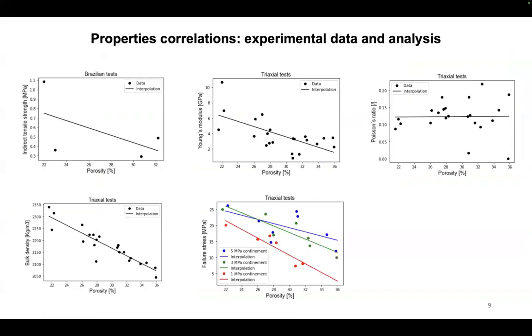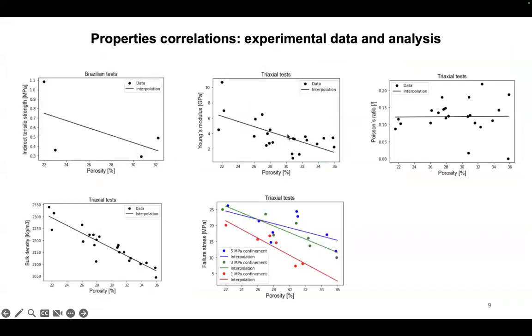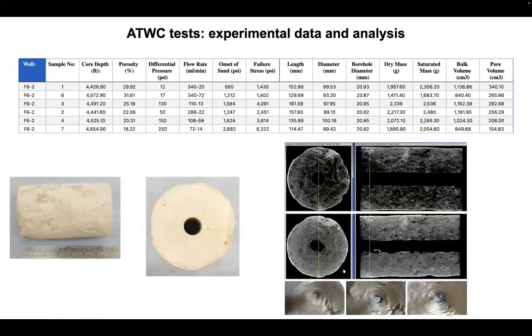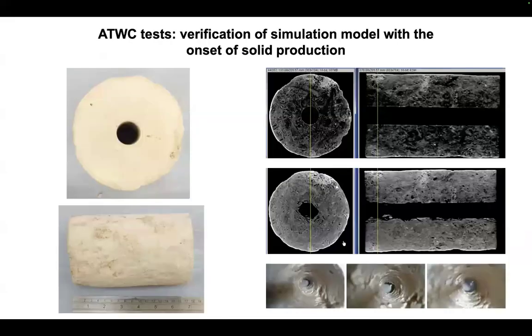So we used indirect tensile strength. Sorry, we used Brazilian disc test, triaxial test, and UCS test to optimize the strength parameters and Young's modulus of the samples, and trying to optimize these properties for different porosities of carbonate rocks. And then we used, as I said, the advanced equal cylinder test for validation.